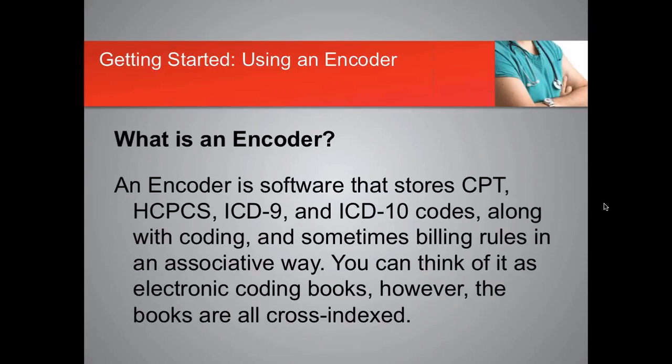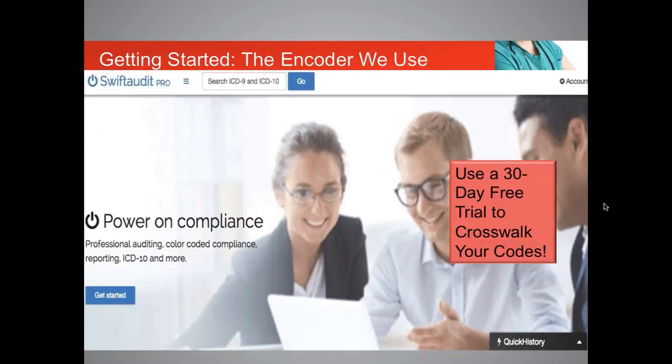So an encoder is basically the books that you use to code CPT, HCPCS, ICD-9 and 10 in electronic form. And integrated with that are coding and sometimes billing rules in an associative way: this connects to this how, or this is related to this how. So the cross-indexing is the very important part in an encoder.